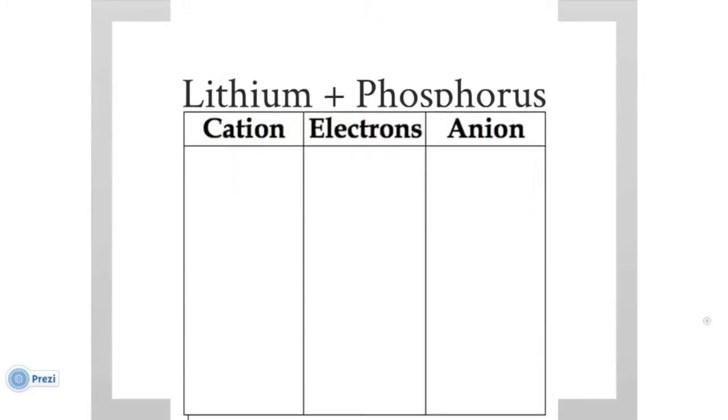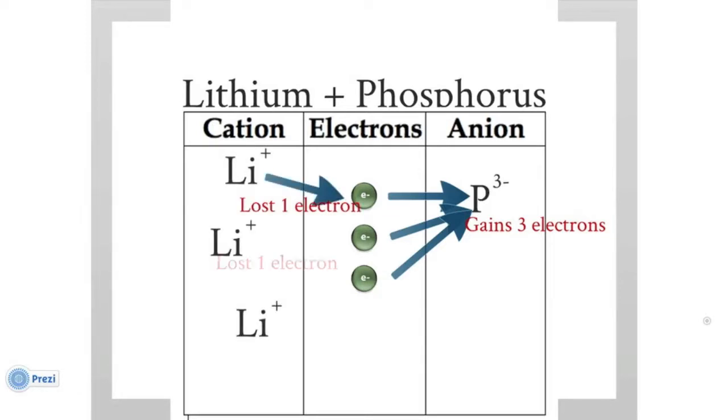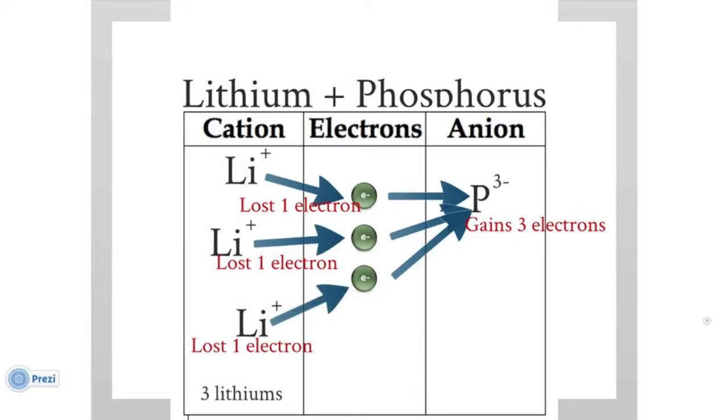Lithium and phosphorus. So we're going to start with the phosphorus anion with a charge of -3, which is greater in magnitude than the charge of +1 for lithium. The phosphorus anion will gain 3 electrons. Each of the 3 electrons is going to come from a lithium cation. Each lithium cation loses 1 electron. We have 3 lithiums, we have 1 phosphorus, giving us a formula of Li3P, lithium phosphide.